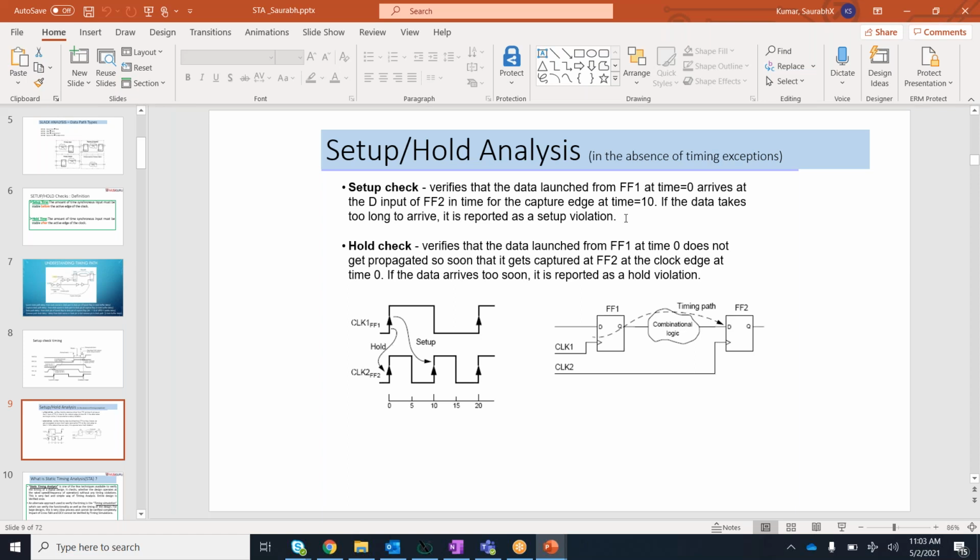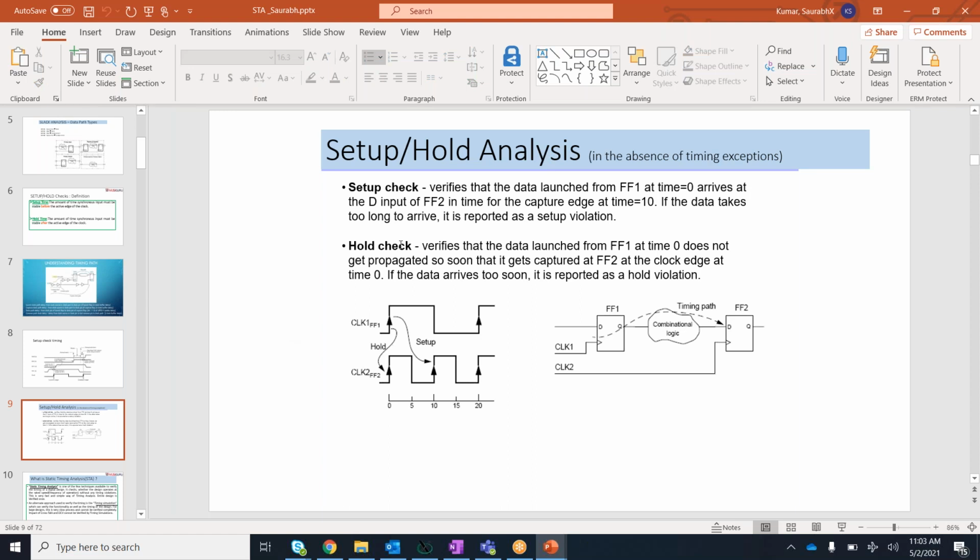If I have to do the setup check, where will I do it? I will do the setup check at the next edge of the clock. If I am launching data at this edge, I will do the setup check at the next edge.